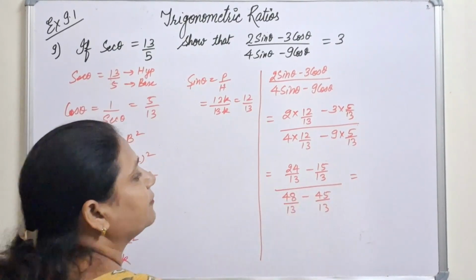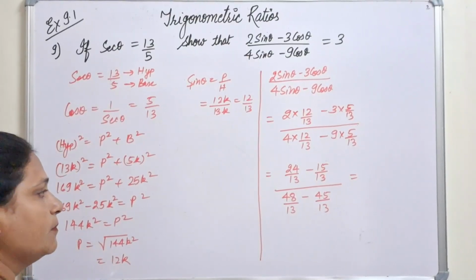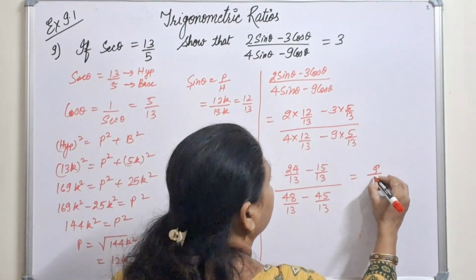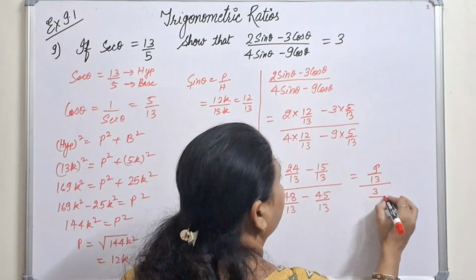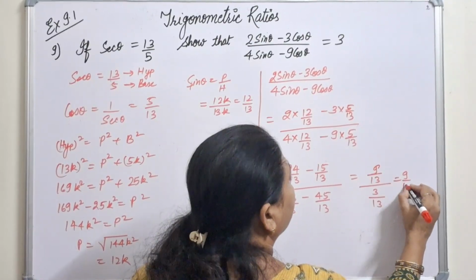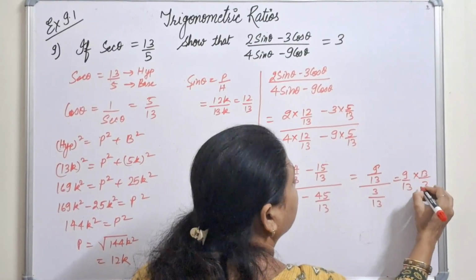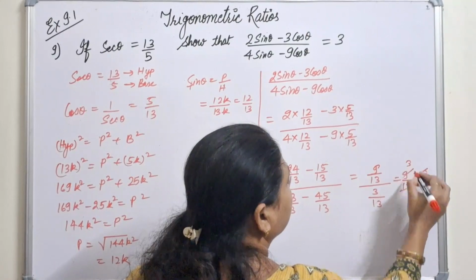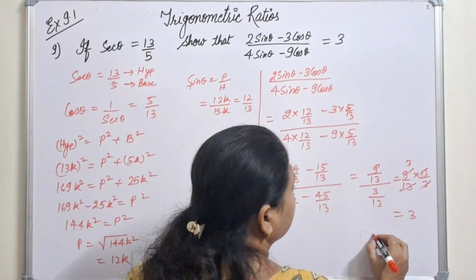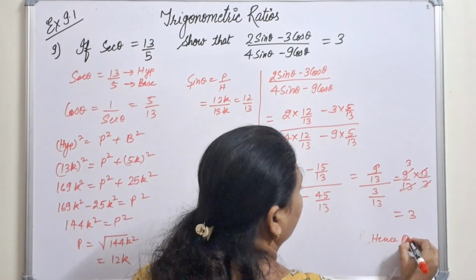See, दोनों LCM will be 13. So this is 9 upon 13 and this is 3 upon 13. So it will be 9 upon 13 into 13 upon 3. This is cancelled. Answer is 3. So hence proved.